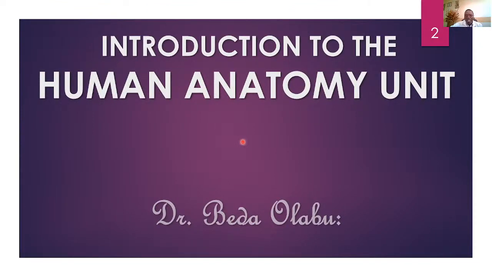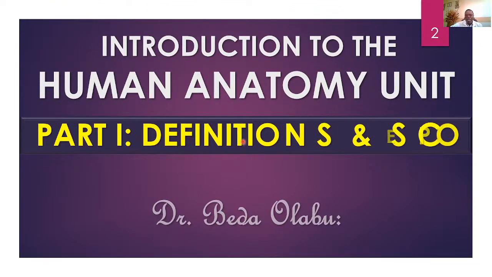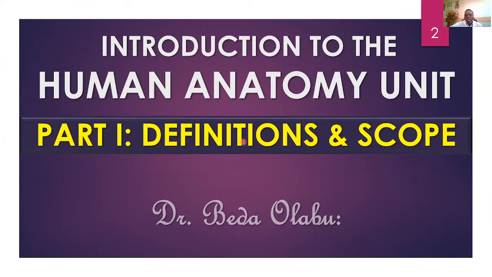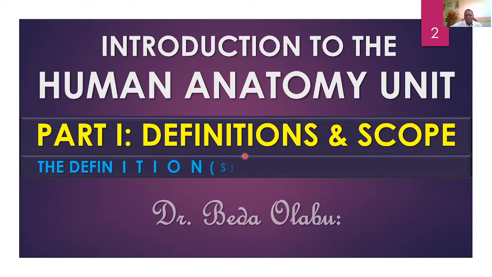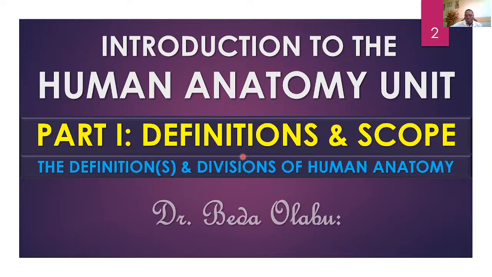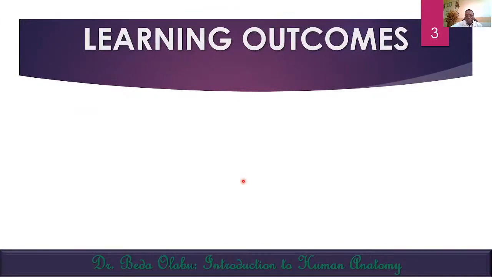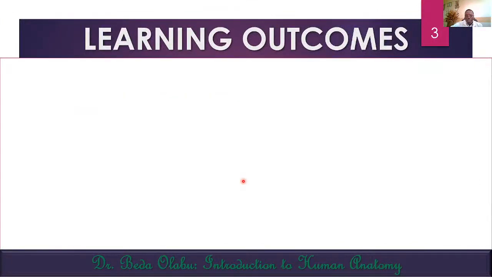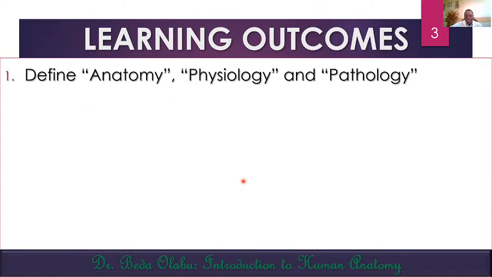So in this first part of the introduction, as I've told you, we will focus on the definitions and scope of human anatomy. We are going to look at the various divisions of human anatomy and what each of those divisions entail. So the intended learning outcomes are the following.